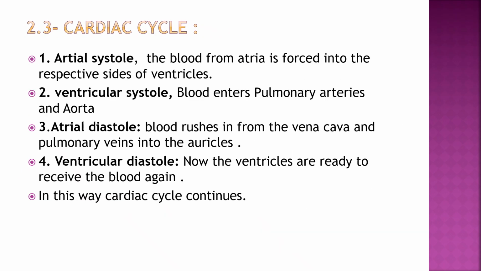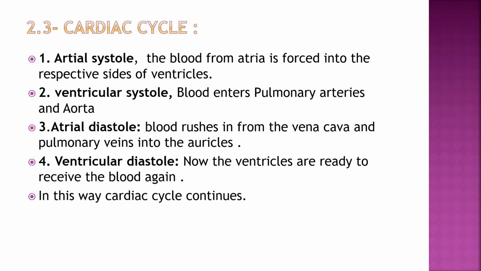Cardiac cycle, there are four steps or stages in that. So first is atrial systole. So when atrium contracts, it pushes its blood to the ventricles. Then ventricle contracts, it pushes its blood to the aorta and pulmonary arteries. And then the blood from aorta is supplied all over the body, and pulmonary artery blood goes to the lungs for the oxygenation.